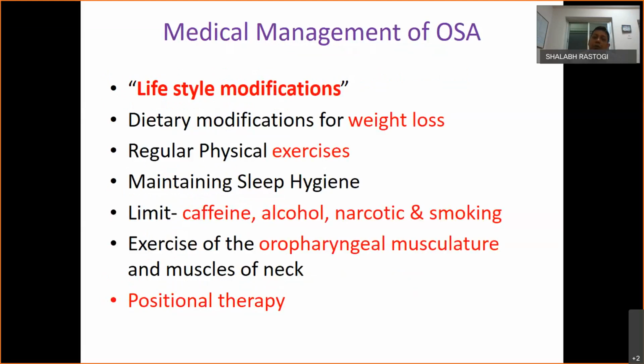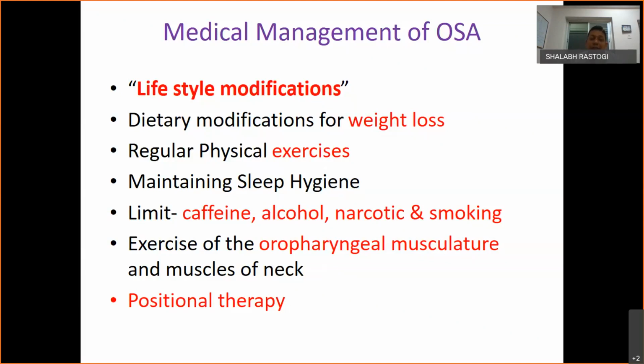The most important management is lifestyle modification, weight reduction, regular exercise, sleep hygiene. Whatever type of management you offer to a patient, these things remain common in each and every type of management. Either you do a medical management purely, or you give dental appliances, or you treat the patient surgically, these things should always be part of your program or treatment plan. One should limit caffeine, alcohol, narcotics, drugs, and smoking.